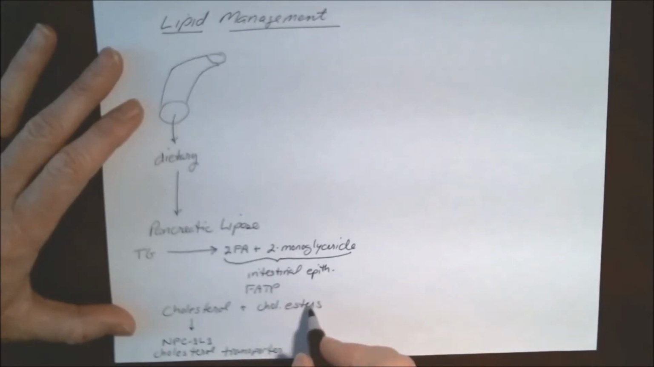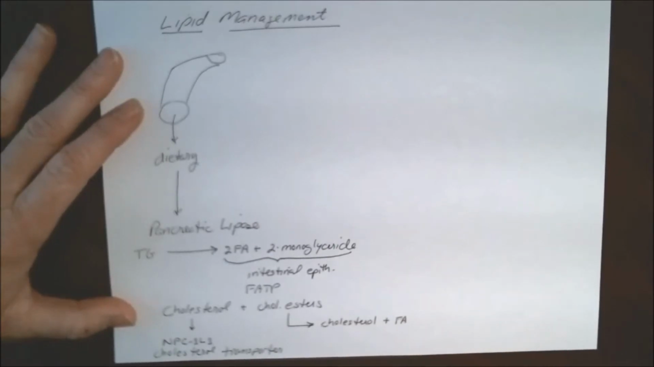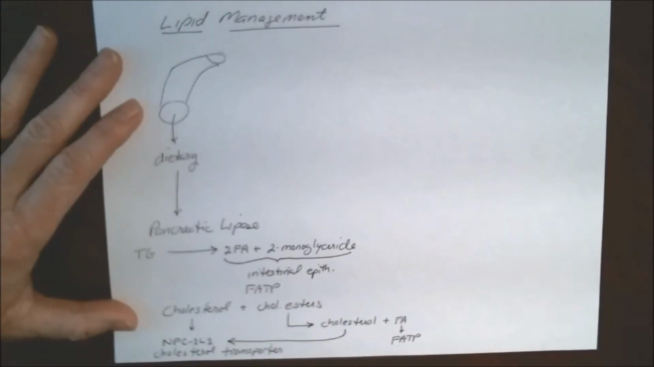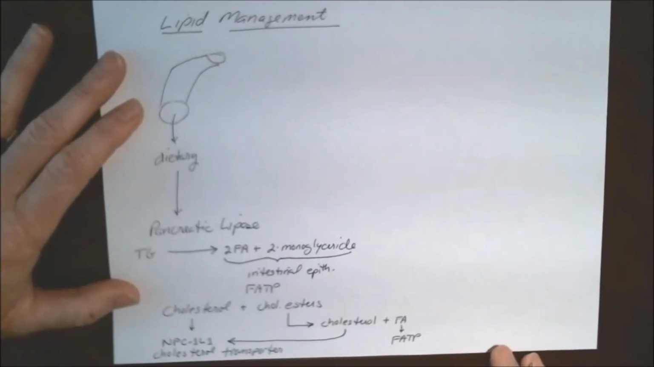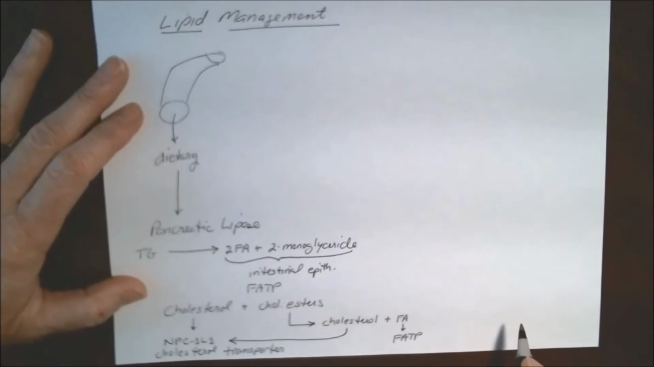The cholesterol esters, however, have to be processed, and these are processed by esterases, cholesterol esterases, and this is going to hydrolyze the cholesterol and the fatty acid that's on the hydroxyl group on the ring. And then this, of course, can be taken up by the fatty acid transport protein, and cholesterol can be taken up by the NPC1-like 1 transporter. So once we get these into the intestinal cell, then we must construct these into chylomicrons.